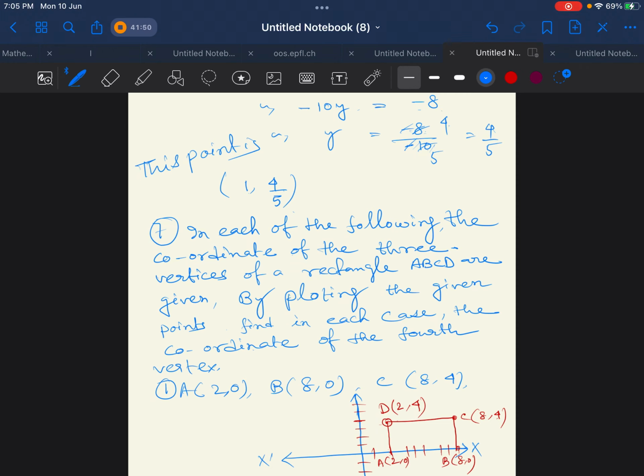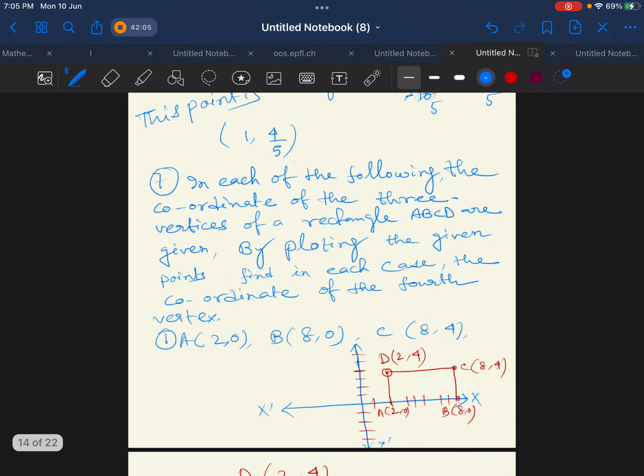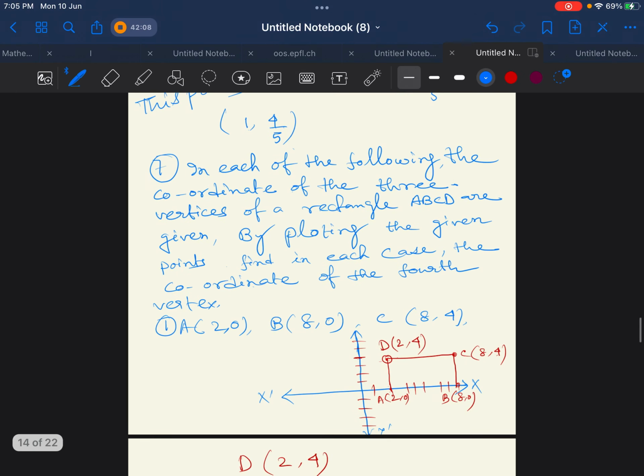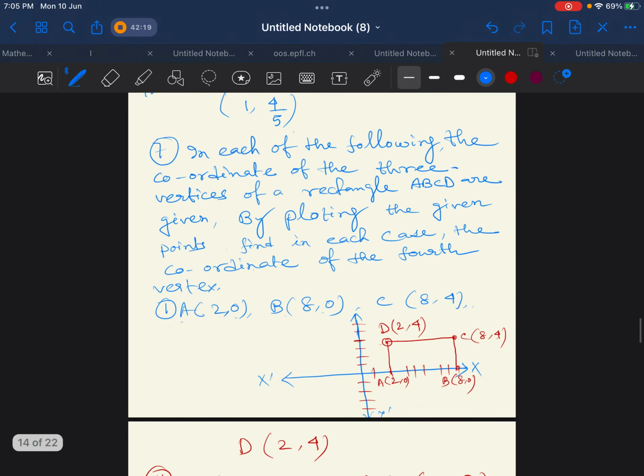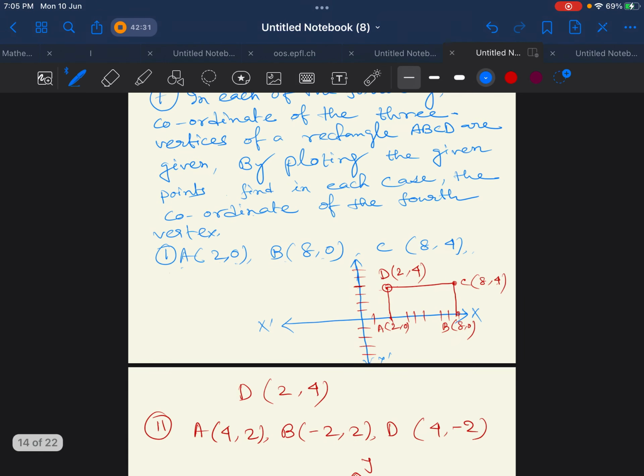Question number 7. In each of the following, the coordinates of three vertices of a rectangle ABCD are given. By plotting the given points, find in each case the coordinate of the fourth vertex. Here in question 1, we have A 2, 0, B 8, 0, C 8, 4, three points, and we have to calculate the coordinate of the fourth vertex.